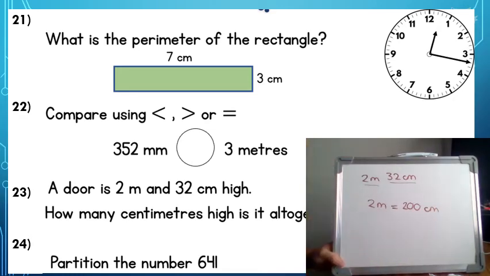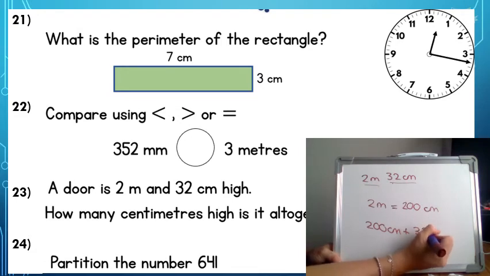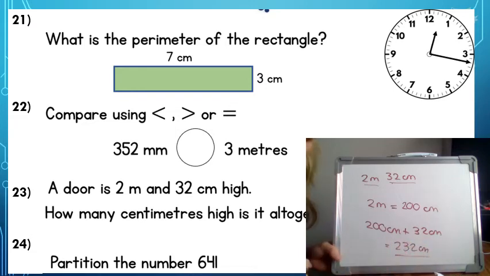So if I want to know how many centimetres that is altogether, I need to do 200 centimetres plus your 32 centimetres, which will get you the answer 232 centimetres, and that should be your answer.